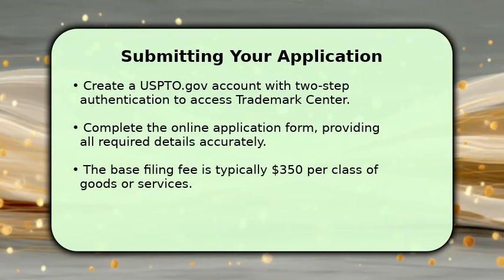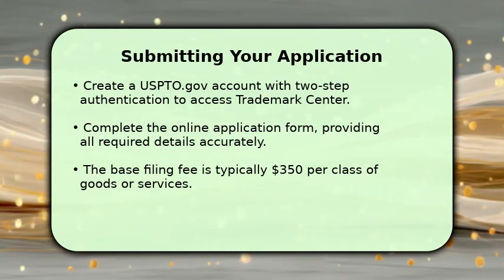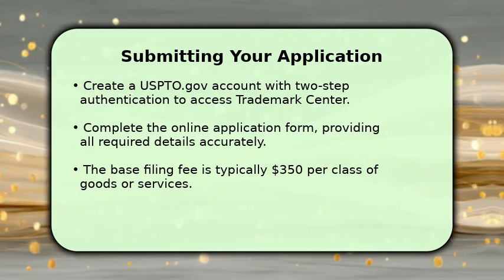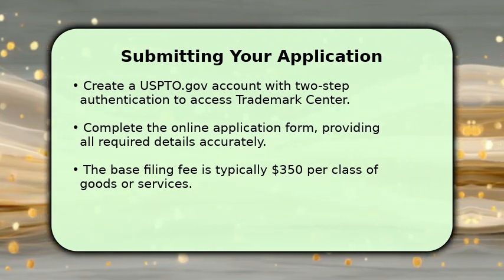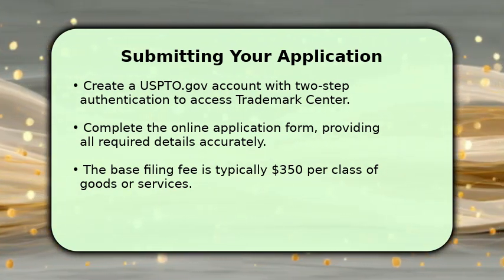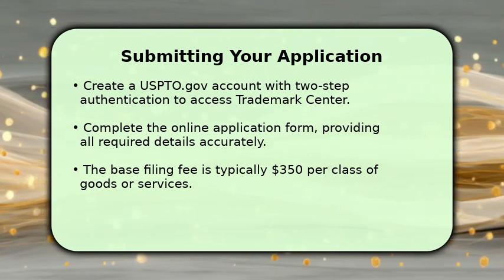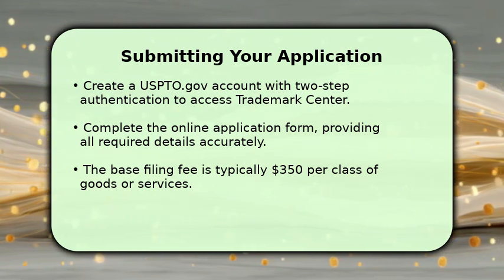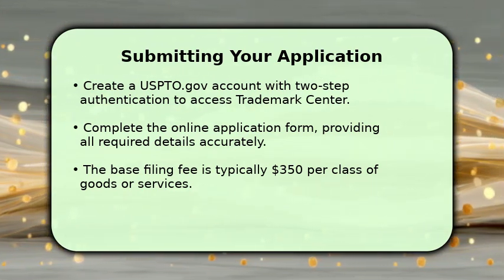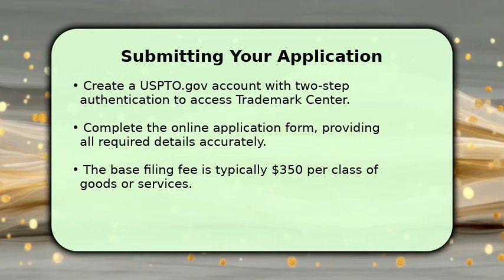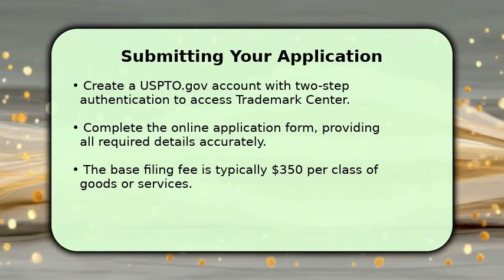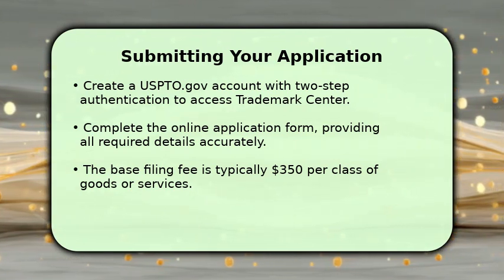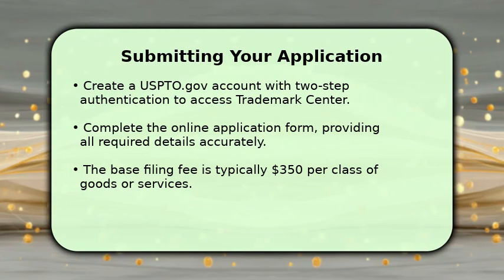To submit your application, you'll need to create a USPTO.gov account with two-step authentication to access the Trademark Center. Carefully complete the online application form, ensuring all required details are accurate. The base filing fee is typically $350 per class of goods or services, but this can vary. Be aware that additional fees may apply if your application doesn't fully comply with requirements, for example, using free-form text for descriptions instead of the ID manual.